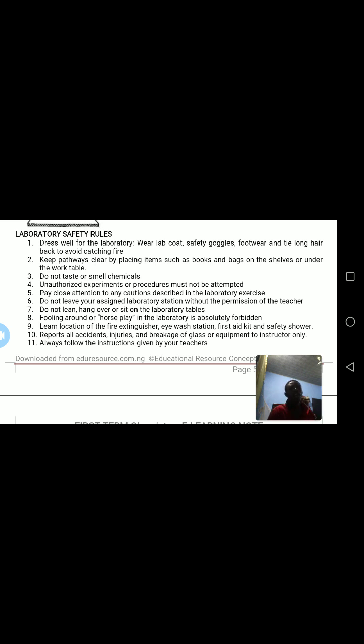Also, just in case a solution enters your eye, you should know where to wash. Your safety shower is where you can run in and quickly wash off the chemical. Because if chemicals touch your body and you don't wash them off immediately, you may get what? Burnt. Do you understand? All right. Next one, number 10.